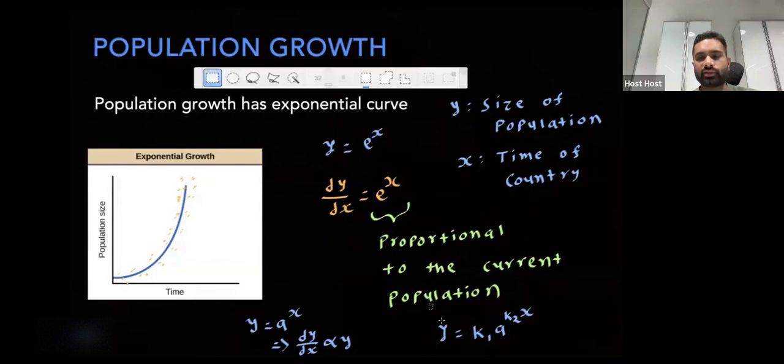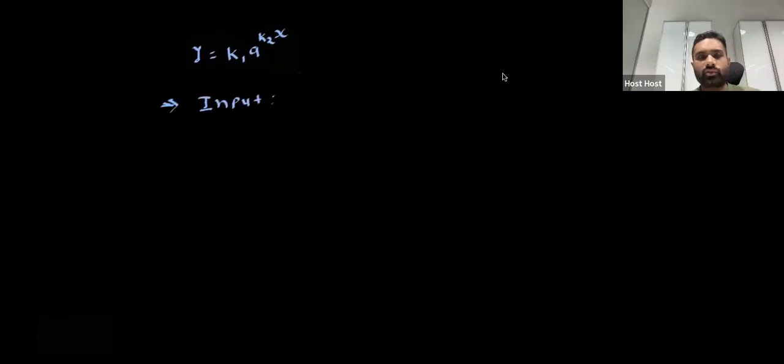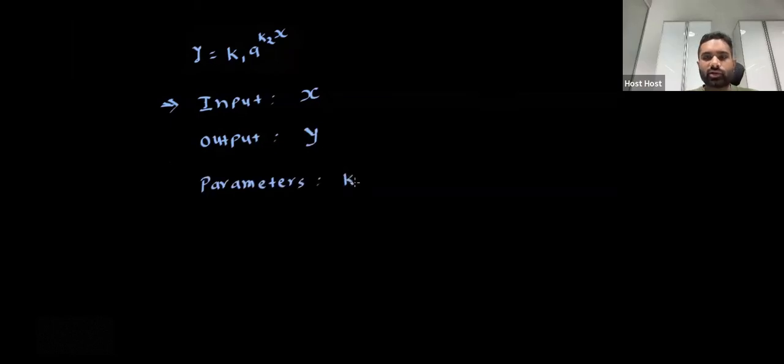I'll copy it and paste it in the new slide. So what are the parameters if you assume this kind of form? Input is what? First answer input. What is input? X, right? Bharat, input is X because that indicates the time from which the country came into existence. What is output? Y, exactly. And what are the parameters? Now the remaining are parameters, right? So K1, K2 and A, all are parameters, right?